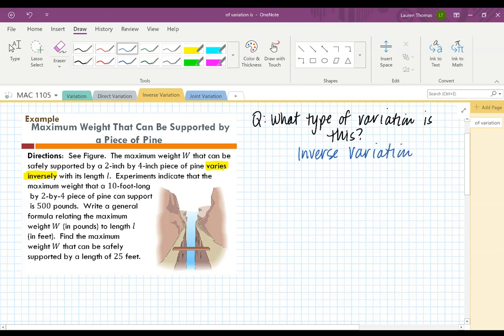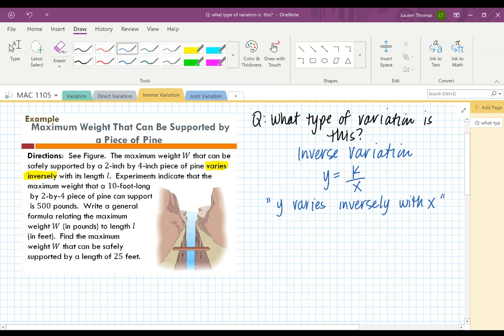Okay, now that we know that we have inverse variation, automatically I need to think about, what is the equation that I'm going to use to relate my two variables? So for inverse variation, the model that you're going to use is y equals k over x. And the way that we read that is y varies inversely with x.